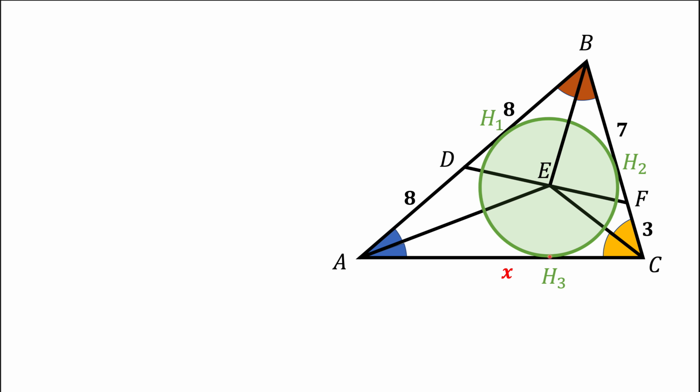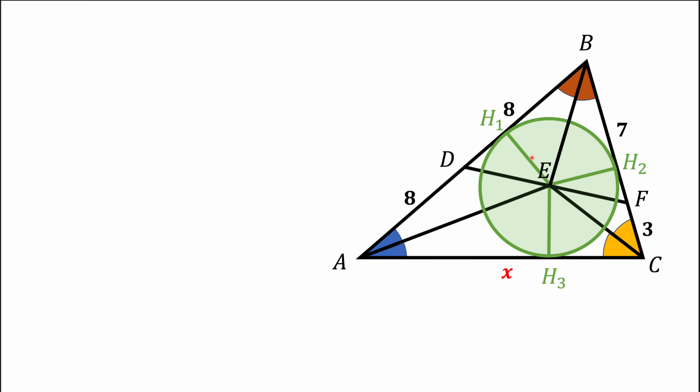Now, what we're going to do next is connect those H1, H2, and H3 with the center of the circle E. So all these three segments have the same length, equal to the radius of the circle.